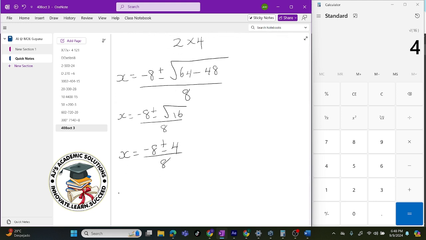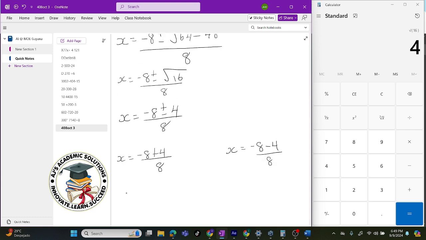So what this means is x is equal to negative 8 plus 4 divided by 8, and x is equal to negative 8 minus 4 divided by 8. Let me not get into the terminologies for that as yet. I'll do that in another video. So x is equal to, so we have here negative 8.